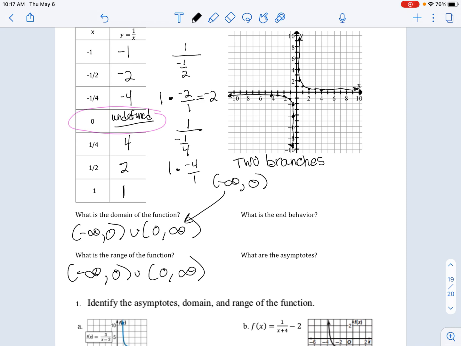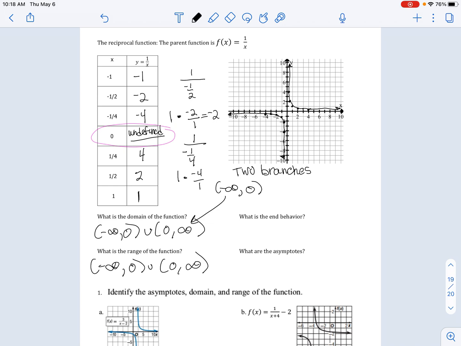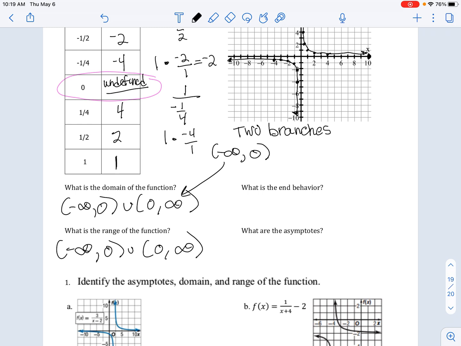All right, now it's time to revisit something called end behavior. Okay, the end behavior was the behavior of the function as x got really big or as x got really small. All right, and that's interesting for the reciprocal function. There are many topics you will learn more about end behavior in regards to the reciprocal function, but we're going to talk about the end behavior as we did at the beginning of the year.